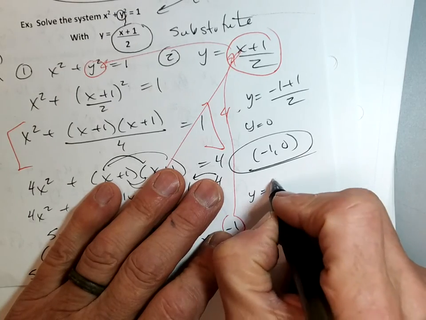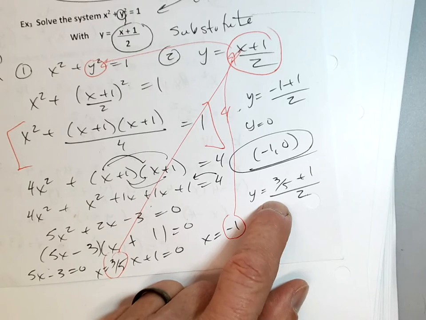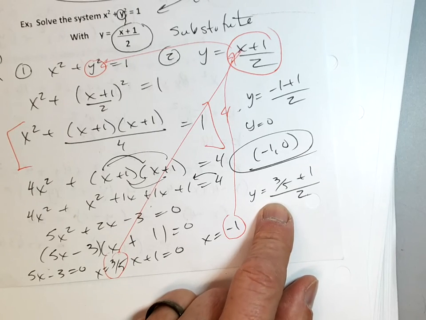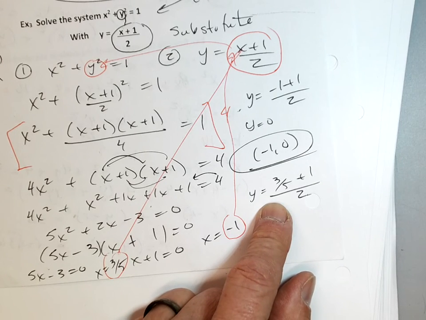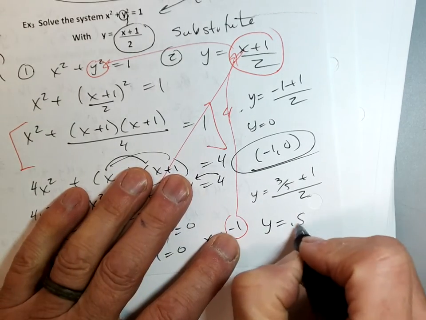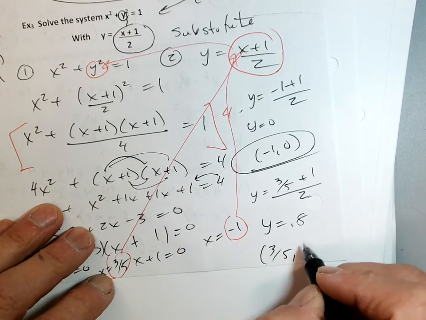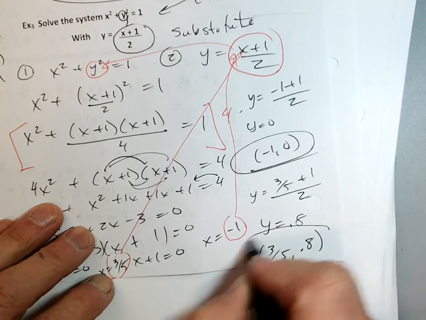My other point, if I take my 3/5 and plug it into here, I'll have y equals 3/5 plus 1 divided by 2. I might even use my calculator to do that because it's just kind of messy. 0.6 plus 1 divided by 2, and I get an answer of 0.8. So here's my other point at 3/5, comma 0.8.